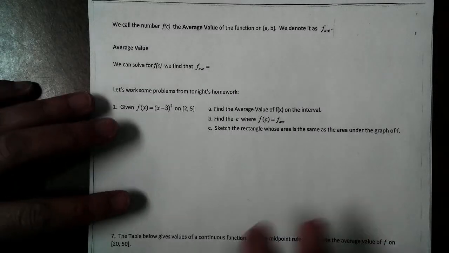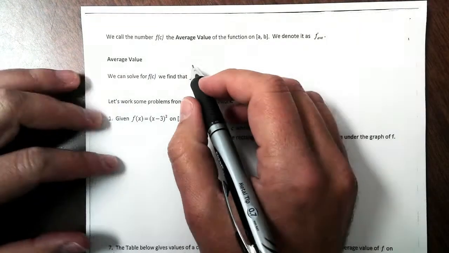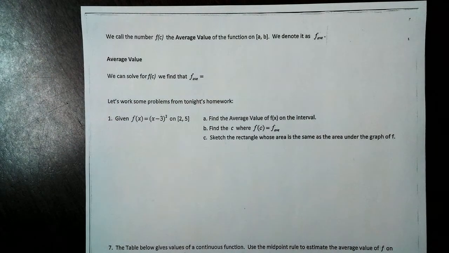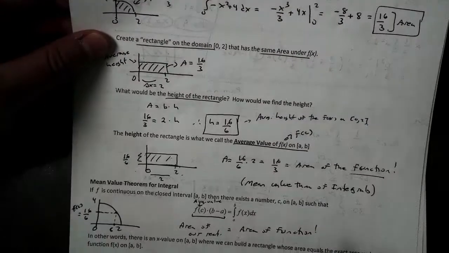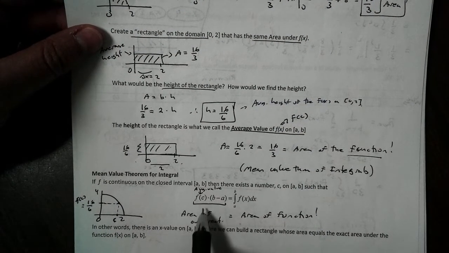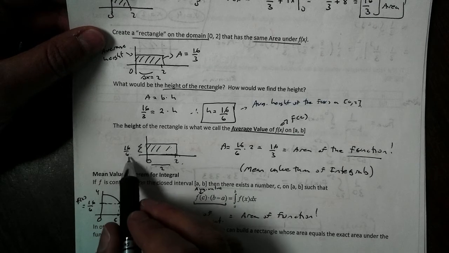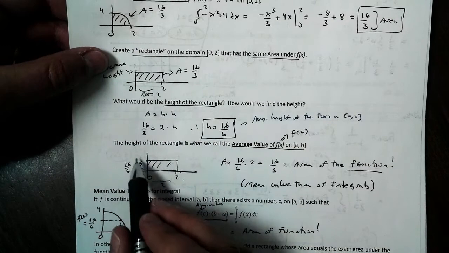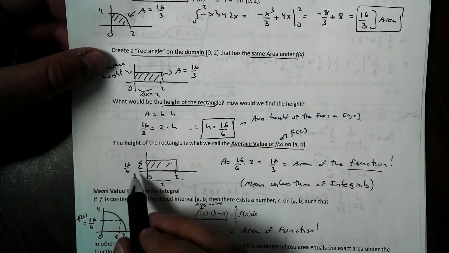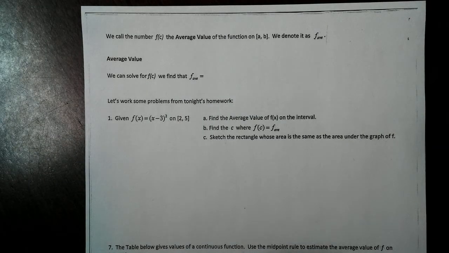Hi, welcome back to our continuing discussion on average value. It's a very big topic for us. We talked in the last video about this f of c number. This f of c is what we call the average value. Remember that it's just the height of the rectangle. If I could squish this area of this parabola inside this rectangle, it would have a height of 16/6 right there.